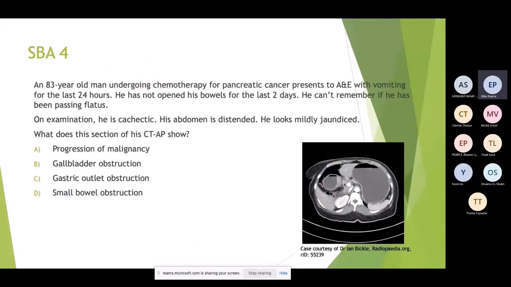Okay, so this one: you've got this man who's 83 and he is undergoing chemo for pancreatic cancer, and he's come into A&E with vomiting. On questioning, he's not opened his bowels for a couple of days and he can't really remember whether he's passed wind or not. On examining him, he's cachectic, his abdomen's distended, and he looks mildly jaundiced. So this CT, what do you think this shows?